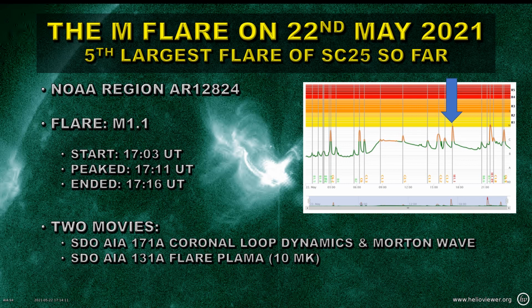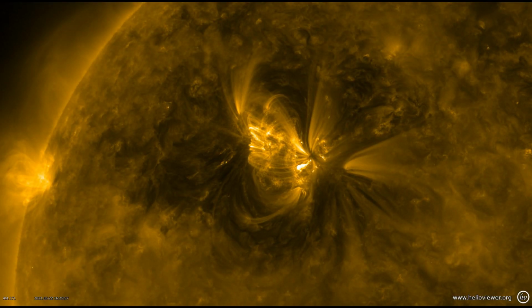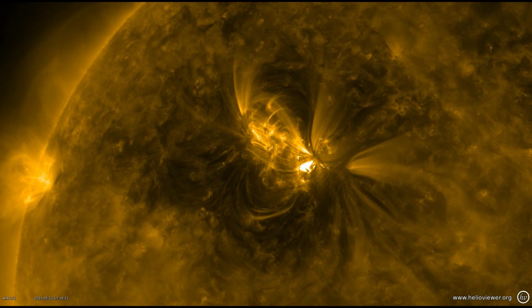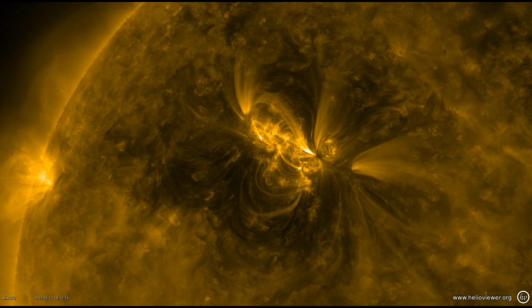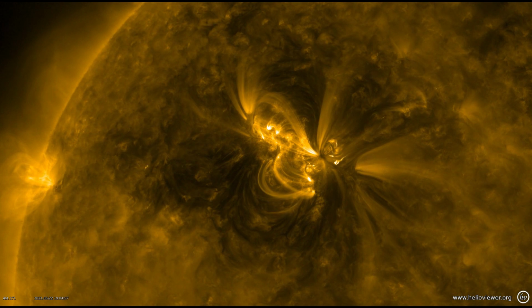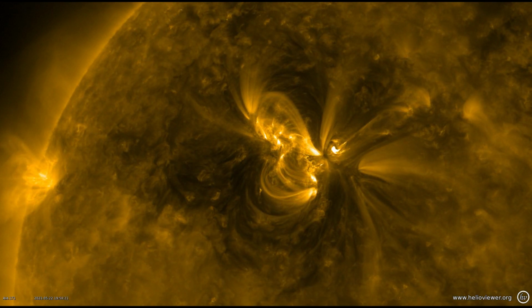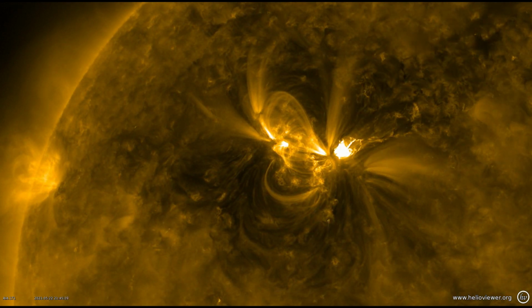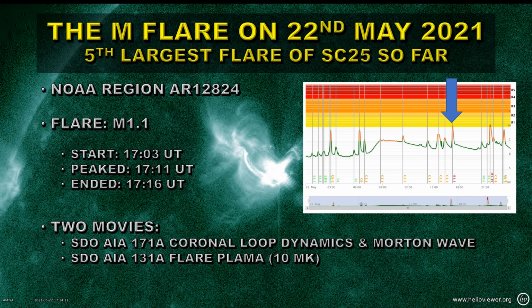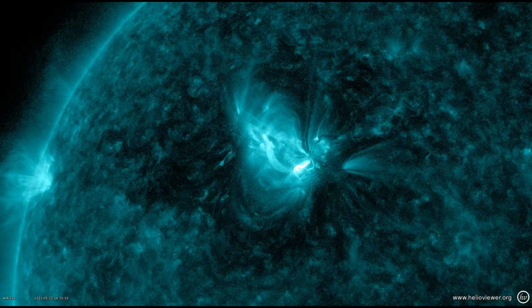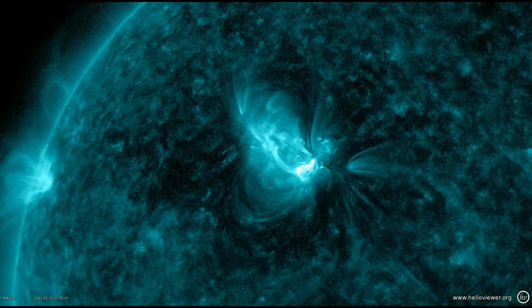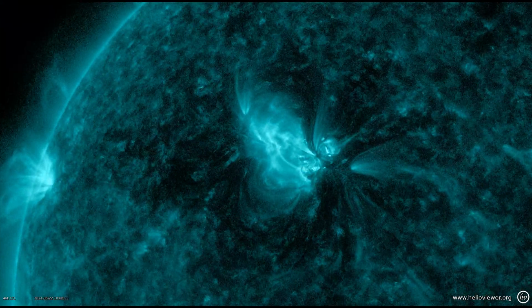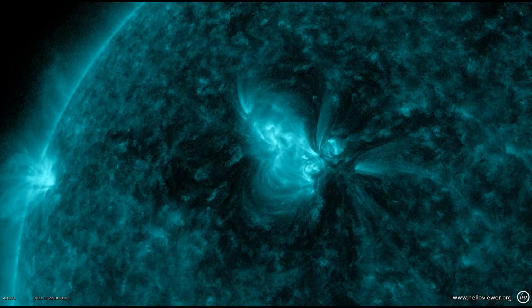Again, we're going to show the same two movies, showing one the loop dynamics of the event itself. You will notice two brightenings, one towards the beginning, that's the flare I just talked about, one towards the end, which is the flare that comes next. And then secondly, the flare plasma around about 10 million degrees or so. Again, note there will be two flares. The first one is the flare we just talked about, and the second one is the one that will be coming next.